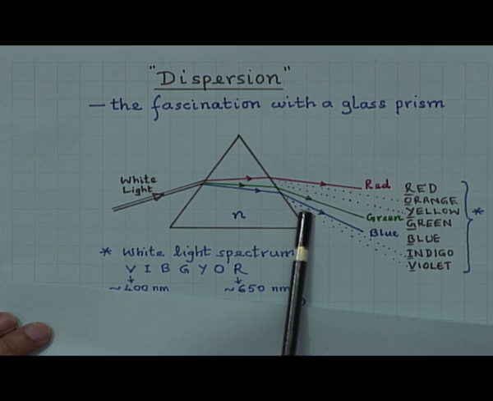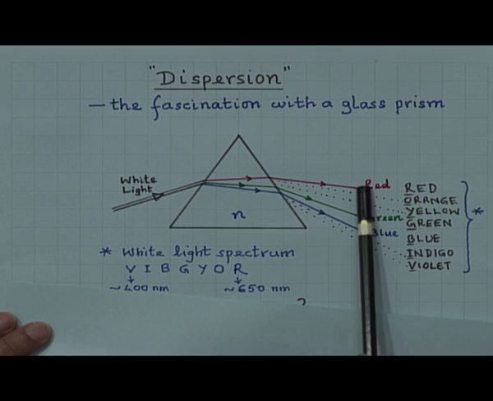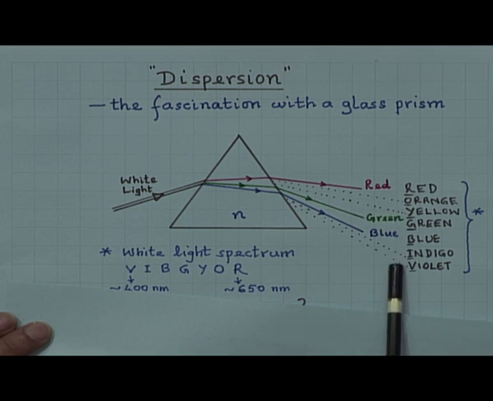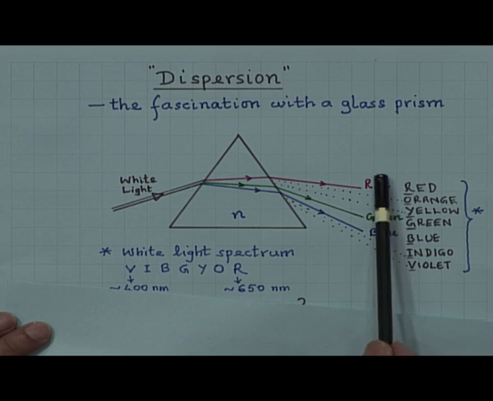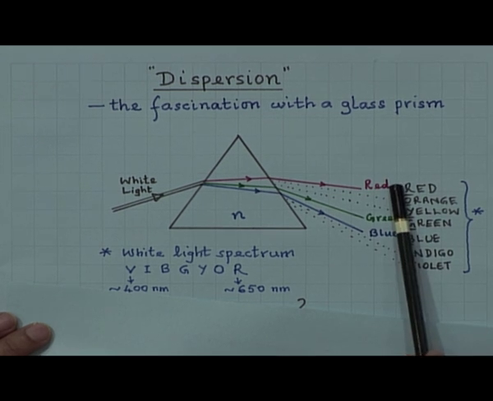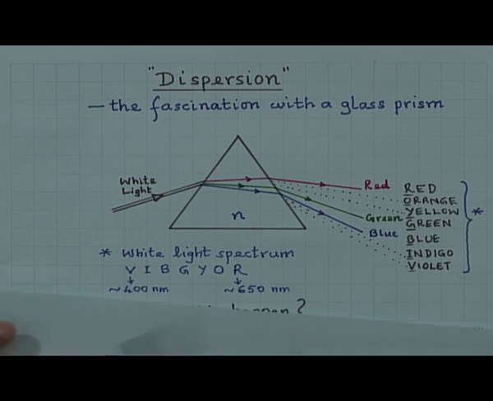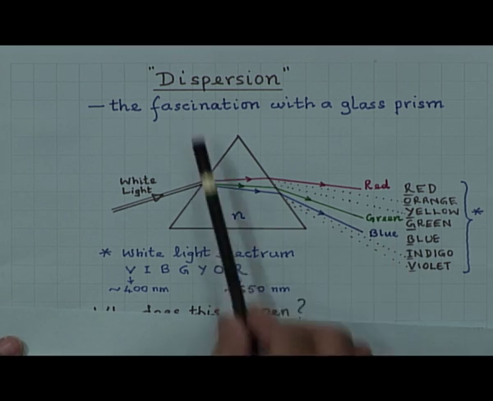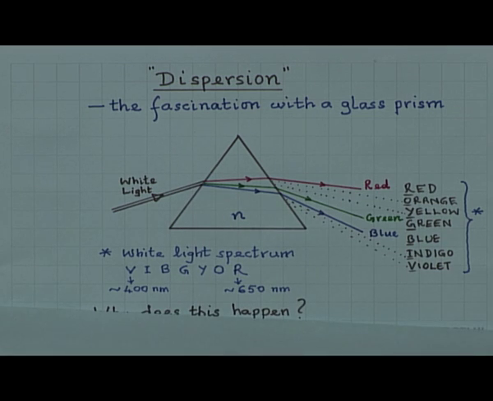So, violet bends the most and red bends the least here, and in between we have a colorful spectrum, ranging from red to violet or violet to red in this direction. This is called the white light spectrum, VIBGYOR, varying from the violet end around 400 nanometer to the red end around 650 or even 700 nanometer. This is what we call dispersion.